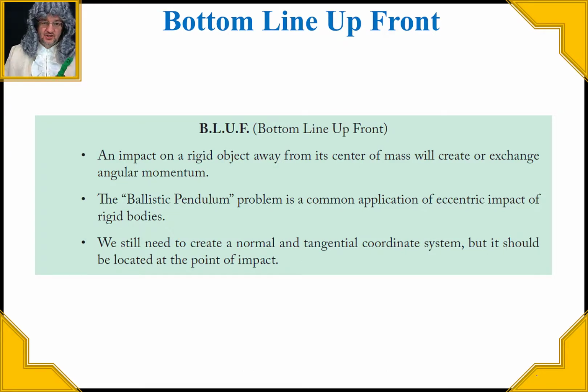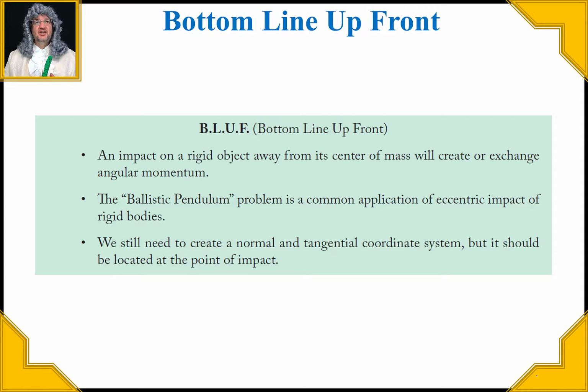You can skip all this and go to the example if you go to the table of contents down in the description below. So the impact of a rigid object at any place besides its center of mass will cause an exchange of angular momentum and cause the thing to spin, right? And so we have a collision that hits, boom, and we start spinning, right? That just kind of makes sense.